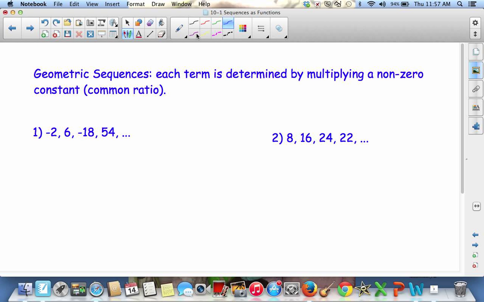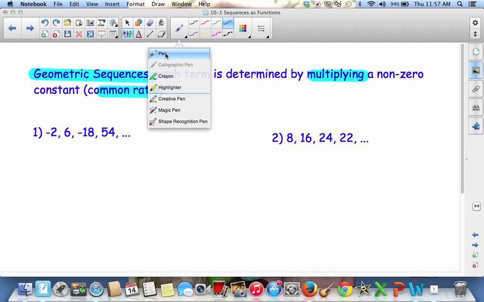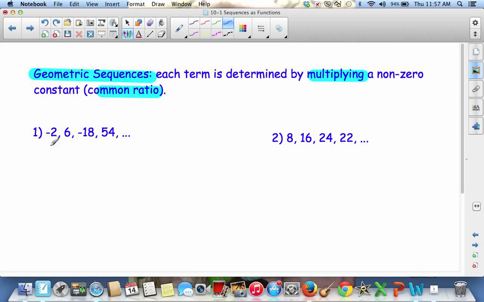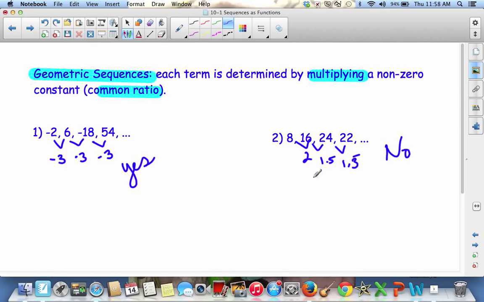What about this one here? Geometric sequences. Have you heard of those before? In a geometric sequence, each term is determined by multiplying by a constant. We call that a common ratio. So are these sequences geometric? What are we multiplying by here? -3, -3, and -3. So this one is a yes. What about this one? We're not multiplying by 2 here. We're actually multiplying by 1.5, and then we multiply by 1.3 repeating. So this one is no, it's not.